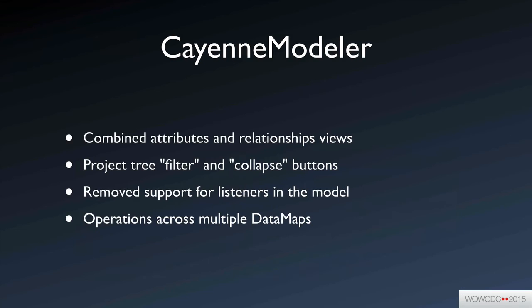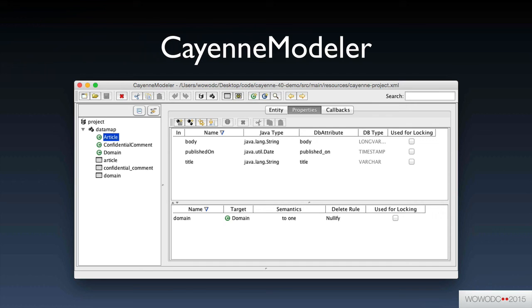So that's the modeler. We have combined attributes and relationship views, something that was requested multiple times. Previously those two were different tabs. We added these filters right here, where you can filter your tree, just like you do in Eclipse, and you can collapse the tree. There are projects with hundreds of entities, really, and I know they need to be refactored into smaller projects, but until you have them, that's a lifesaver.